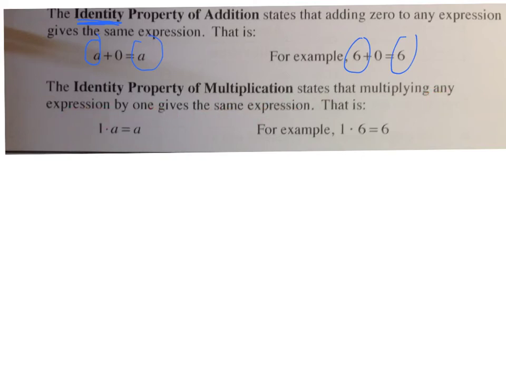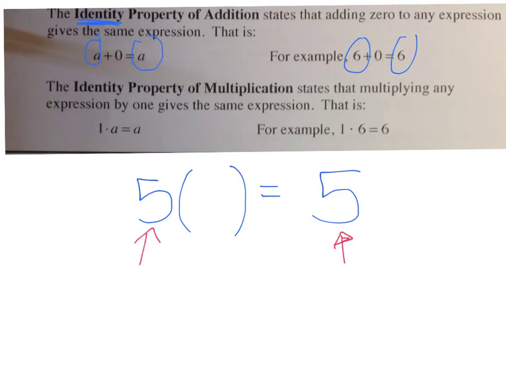You have to think, if I'm multiplying something, what can I times it by so that it keeps its same identity? If I think about 5, what can I times it by so that it stays 5? Well, I can times it by 1. Same thing, what about 7? What could I times it by so that it keeps its identity of 7? Again, you can times it by 1. So the identity property of multiplying says that if you multiply by 1, you're still going to get the same answer.